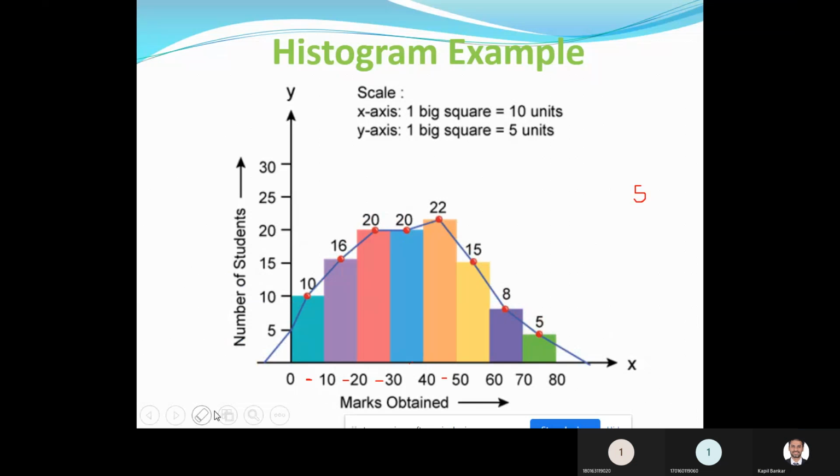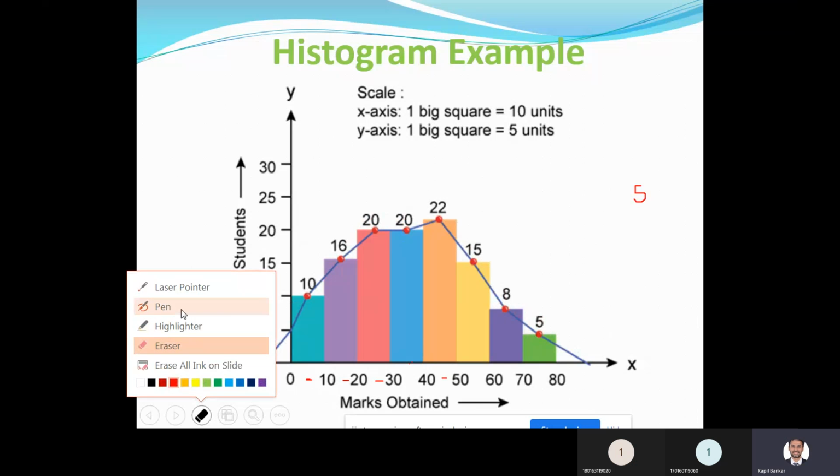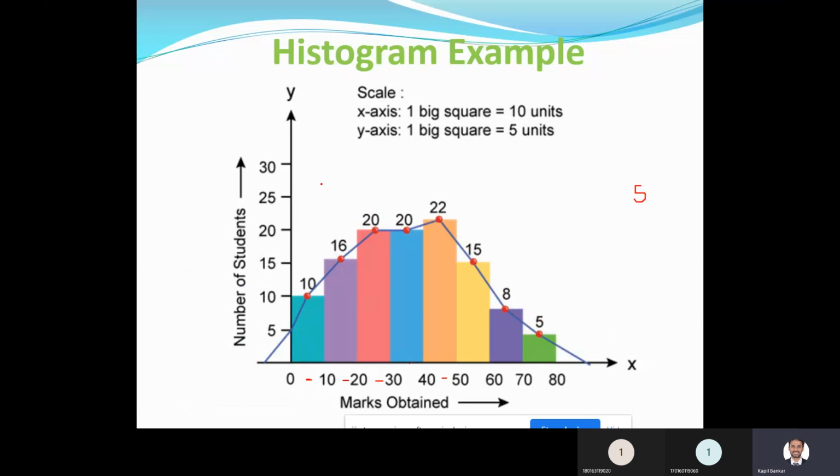And if some specification is decided, for example failing of students, suppose this is the limit line: less than 20 marks, a student is failed. So below this line, the students are failed. 16 plus 10, so 26 students are failed. That is out of specification. Got it? So from the histogram, you can collect a number of pieces of information from just one graph.